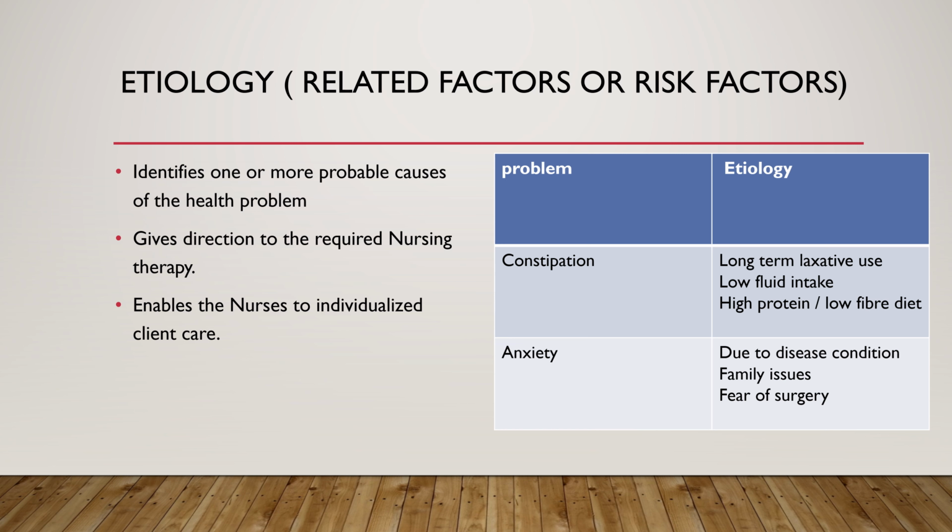Another example we can take is anxiety. We have patients with anxiety, but in every patient the cause varies. Some may have anxiety due to a disease condition, so they will be managed accordingly. Some may have anxiety due to family issues. Some may have it because of fear of surgery. So every patient will have a different etiology for the same problem, and after knowing the etiology, we can provide individualized patient care to the respective patients. This is how the etiology part, the second component of the nursing diagnosis, is equally important to understand what kind of care a patient needs.